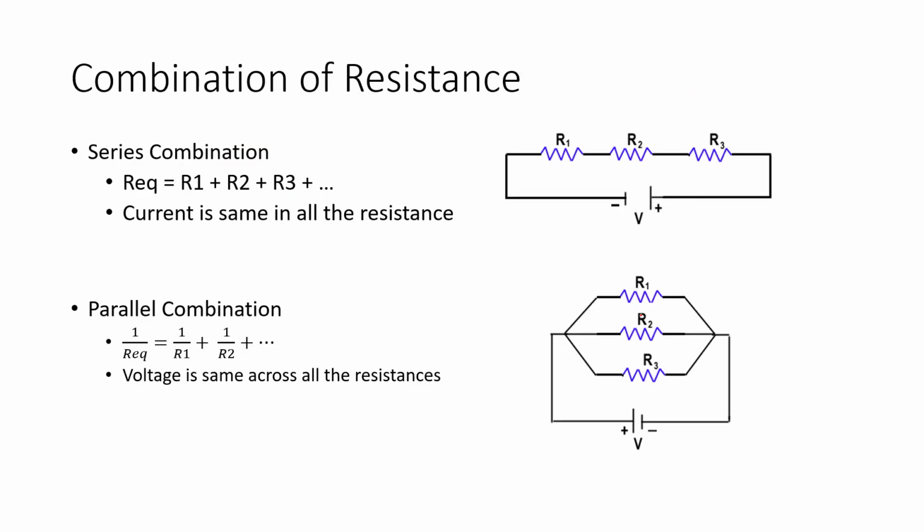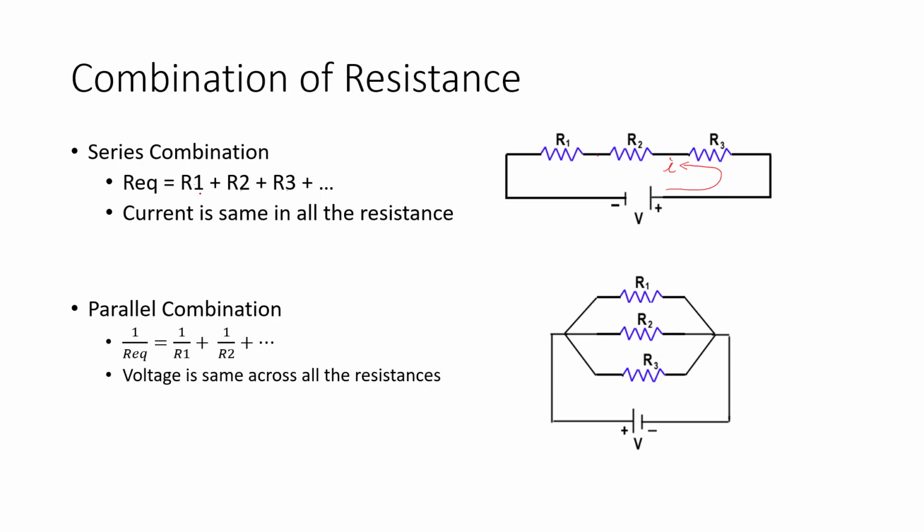In this one we are going to discuss combination of resistances. There are two kinds of combination of resistances. One is series combination and one is parallel combination. In series combination, we connect the resistances like this. In this case, a current flows through the resistances like this, and the current is the same across all the resistors, but the potential is not the same across all the resistors, and the net or equivalent resistance of this combination is equal to R1 plus R2 plus R3.